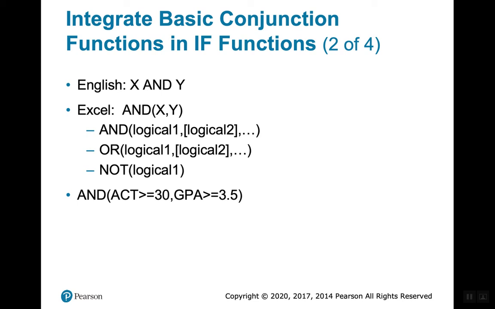So if we look at the way we would represent logic, looking for a combination of the ACT and somebody with a GPA of 3.5, it would be represented as an AND: ACT greater than or equal to 30, GPA greater than or equal to 3.5. Both of these values have to be true in order for it to be true. If either of these is incorrect, it will fail. We will return a false.